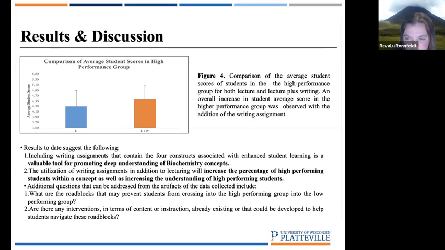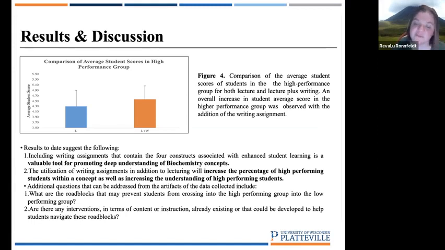Yep. Okay. So this final graph shows when we put all concepts together that the lecture and writing scores were higher than the lecture alone. So all of this data together suggests that including a writing assignment that contains the 4 main constructs that were discussed earlier is a valuable tool in promoting a deeper understanding of biochemistry, and that the utilization of these writing processes will increase the high performing percentage of students in your class.